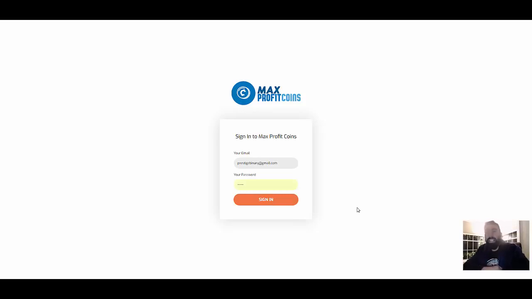Today is Thursday, the 24th of January, and we are back on day 4 of our 1-week challenge. If you're just joining us for the first time, what we're doing this week is trying to see how much money we can make with one trading session per day using Max Profit Coins.